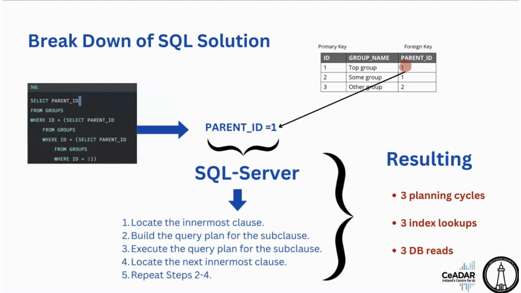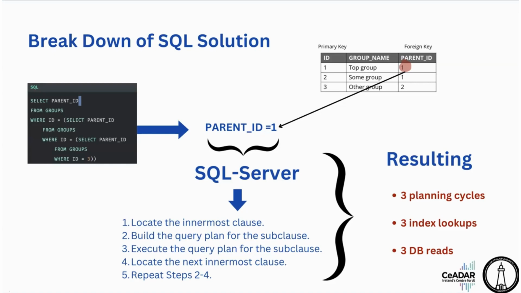So what is happening here? That means we are doing three planning cycles, three index lookups and three DB read and write operations. Why three? Look at the where conditions: where ID equal to 3 is one, where ID equal to select parent ID is another, and where ID equal to select parent ID is the third. That's three times reading operations and three times index lookups. Since for one operation we are doing three different cycles of read operations, it's a complex task, and it requires a lot of memory basically.